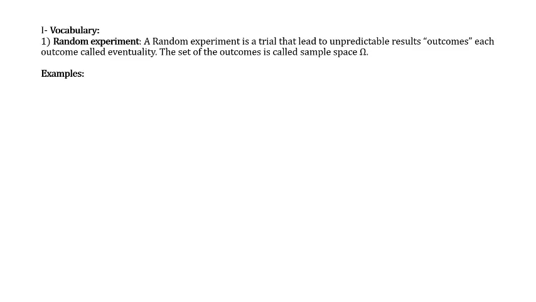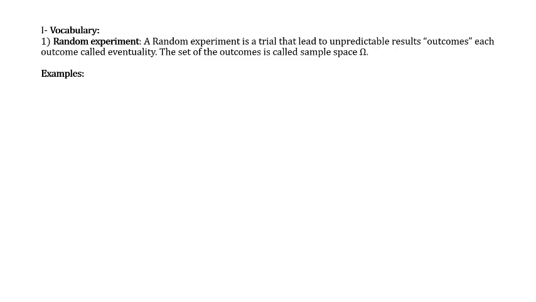So we start with random experiment. A random experiment is a trial that leads to unpredictable results. يعني هي بالعربي تجربة عشوائية. To talk about probability, everything should be random. You can't control the results and talk about probability. ما فيك تغش وتحكي عن probability.